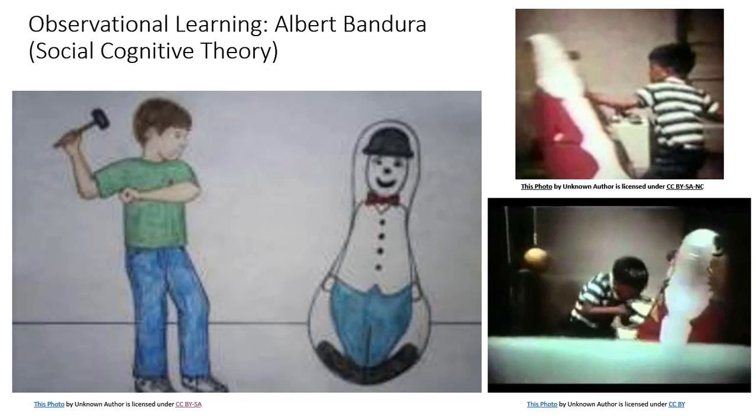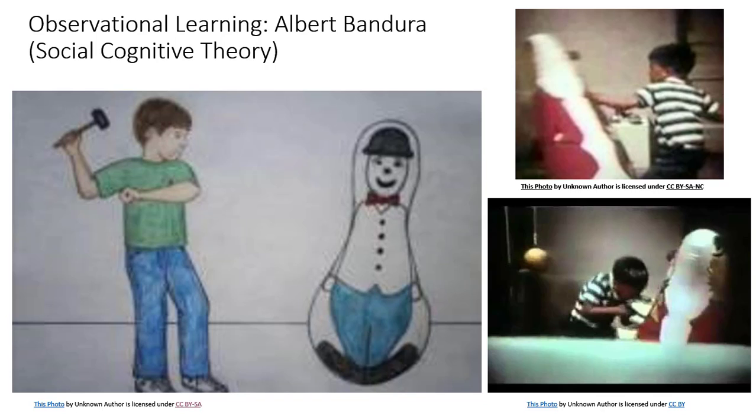In the third group of children, they were exposed to a video where they saw adults playing more passively with the same toys and not really paying attention to the Bobo doll. Nothing drew particular attention to it.